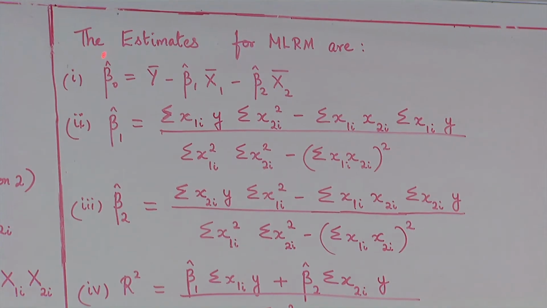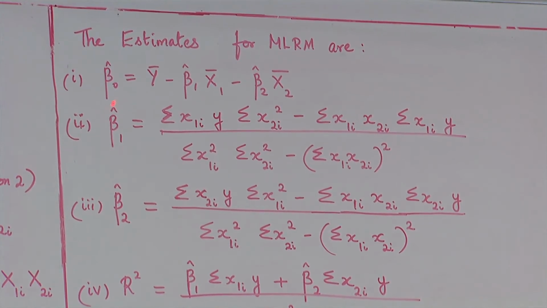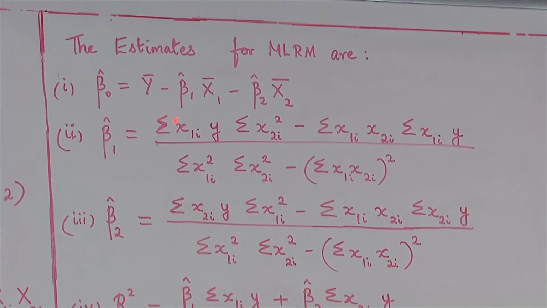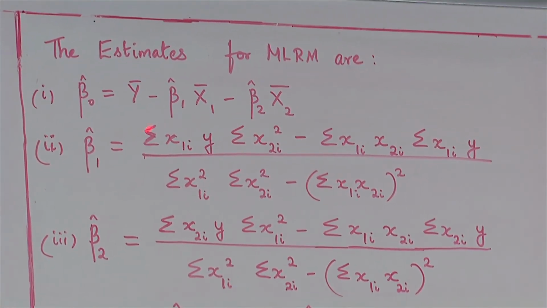So, let us see how the overall estimates of MLRM are given in formula. The first formula, which we have already derived, is beta naught hat equal to y bar minus beta 1 hat x1 bar minus beta 2 hat x2 bar.